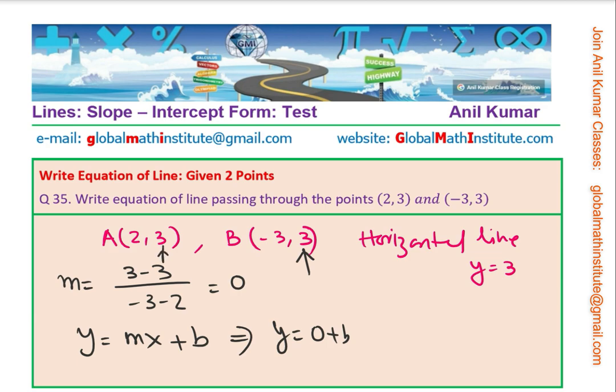Is that clear to you, right? So when I substitute any point, I will get b as y, correct? So y is the same as b, right? So y equals b is the equation, and here b will be the y value of 3, and therefore the equation is y equals 3. Is that clear to you?